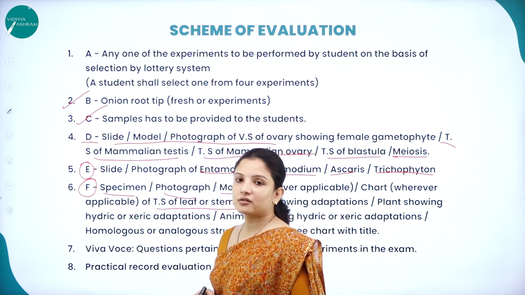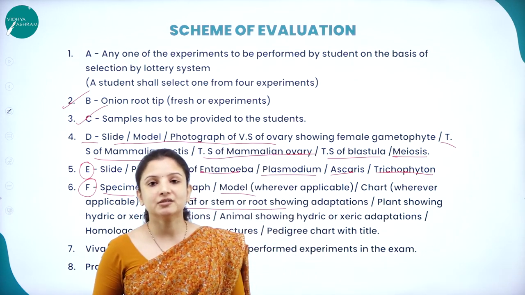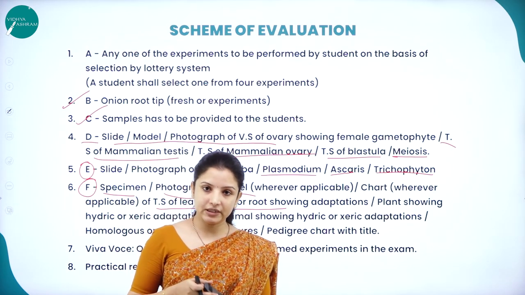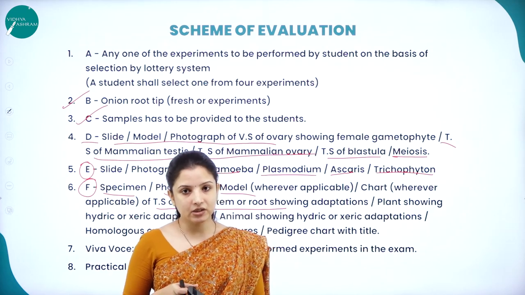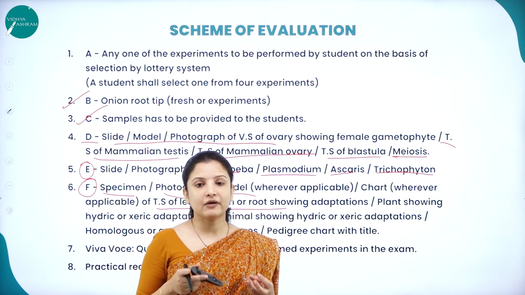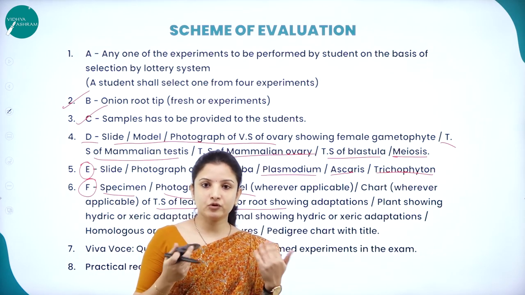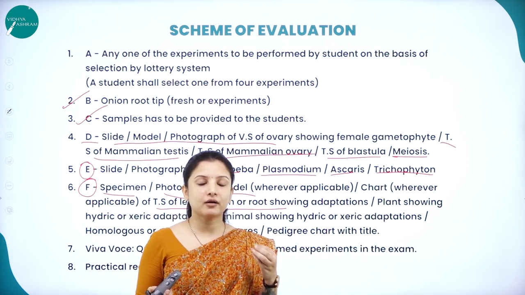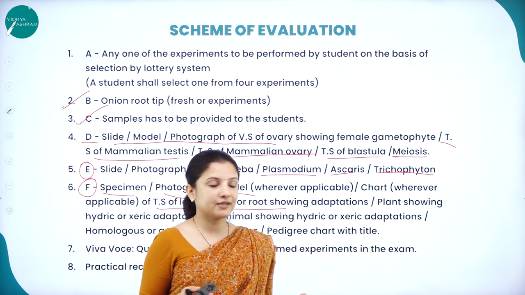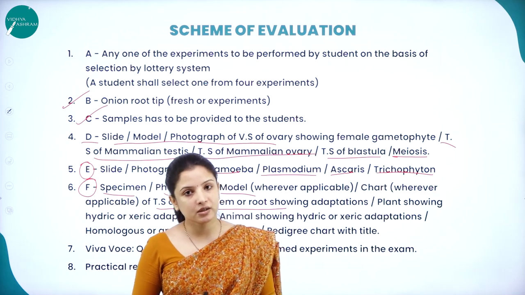Next is practical record evaluation. Based on how neat your record is, have you filled in everything? Have you drawn the diagrams neatly? Have you written in a systematic manner? Have you labeled it well? Have you wrapped the record very well? Overall, have you maintained the record? Have you written all the experiments? Based on that, 6 marks will be given to you.